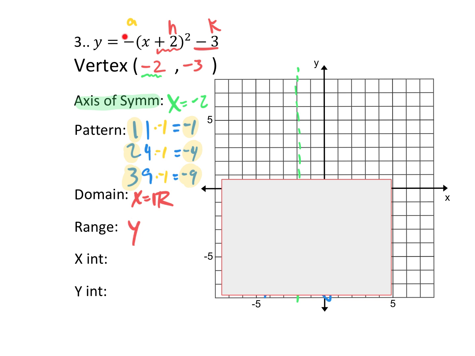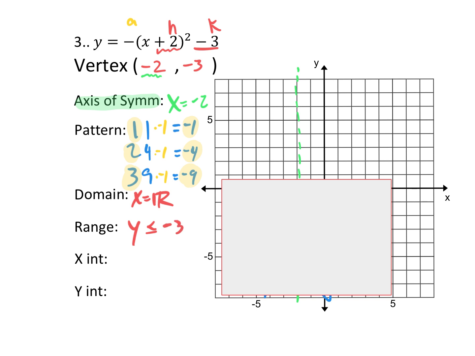Because it's negative, it's opening down, which means that your range is going to be y is less than or equal to. Now, if it would have been positive, it would have been a greater than or equal to. But because it's negative, it's opening down, so it's less than or equal to. Okay, and less than or equal to what? The k value. Whatever number's out here at the very end of a vertex form quadratic function is going to be the k value that's going to be right here. So y is less than or equal to -3.